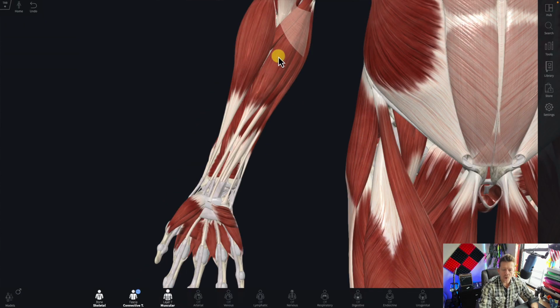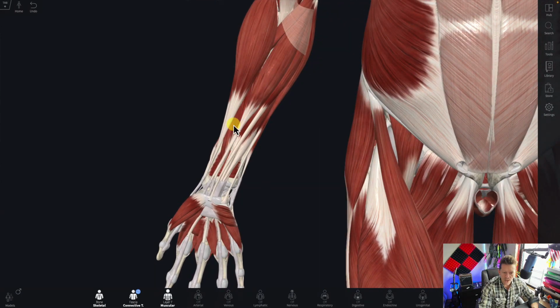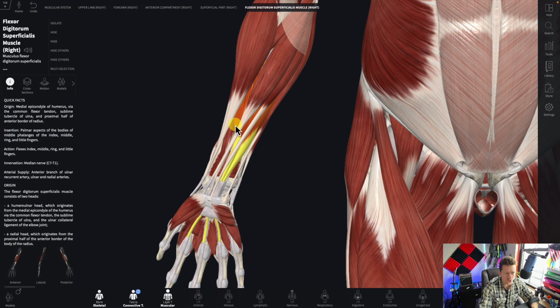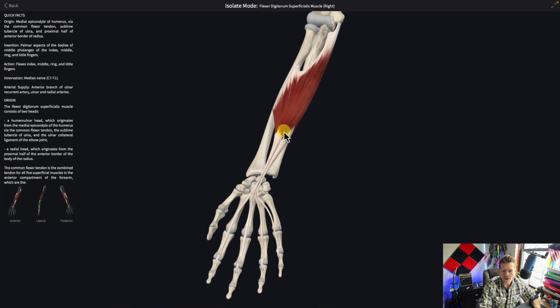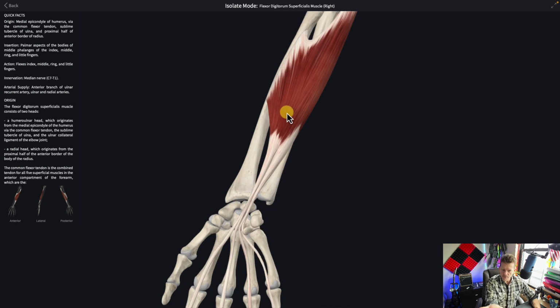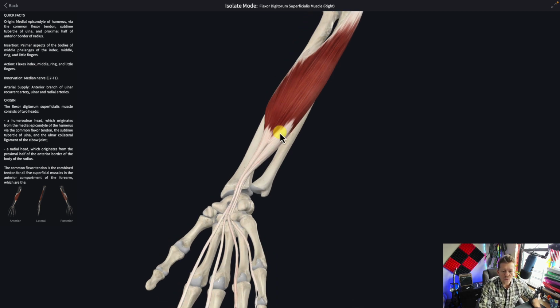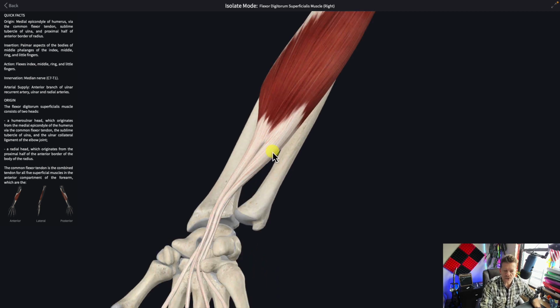So underneath all these flexors, there's another flexor, flexor digitorum superficialis. So let's isolate this one. So you see this flexor digitorum, right? The more superficial muscles that we looked at were for controlling the wrist: flexion of the wrist, abduction of the wrist, and adduction of the wrist. And this one is for flexing the digits.